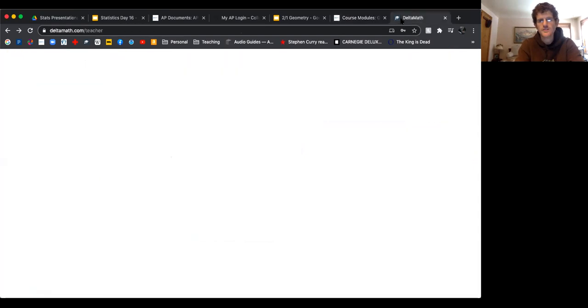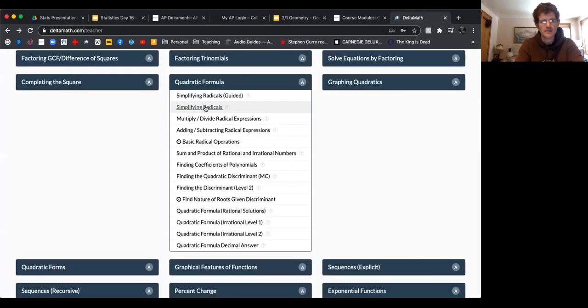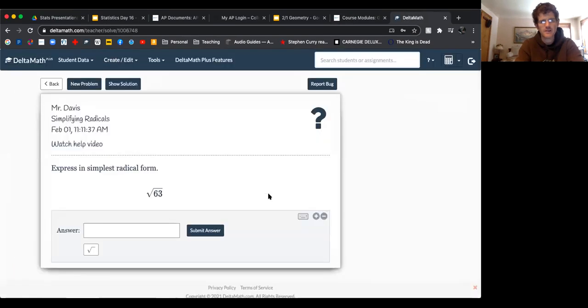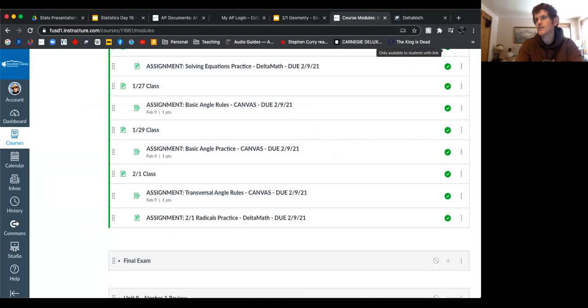So this is just going to be your practice for this week, and it's going to be more the same, but it's in Delta Math. So make sure that you are coming over here, practicing with this, trying to find the simplest form of this radical. All right, I think there are 10 problems as part of it, and that's basically all there is to it. If you have questions on any of this, you can let me know.